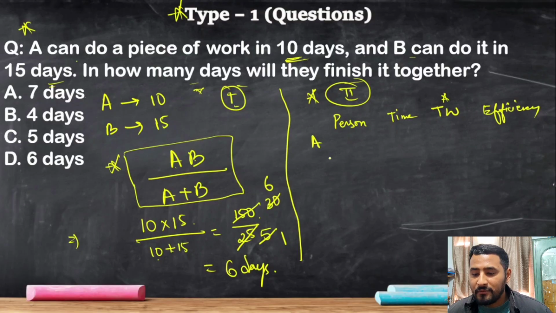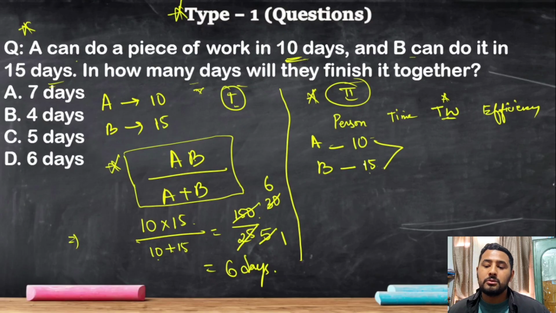Now first, what do we have? A and B. A can do a piece of work in 10 days. B can do it in 15 days. So person A time 10, B time 15. Now we need the total work. How will we get the total work? You should take the LCM of these two, A and B. The lowest common multiple of 10 and 15 will be how much?